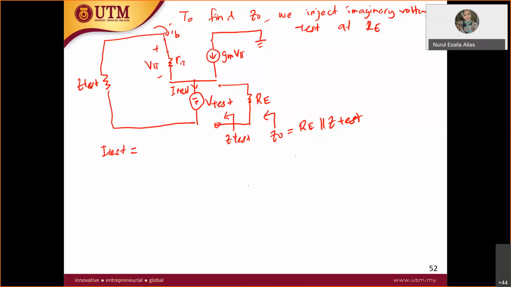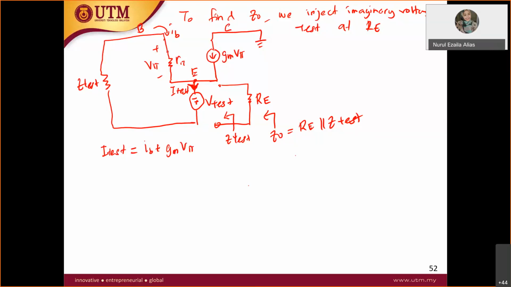If you do KCL at this node, student. So I test is going down here. So at this node, I test equal to what? You have IB and gm V pi going in. So I test equal to? IB plus gm V pi. Yes, IB plus gm V pi. So this is collector. Okay, so IB plus gm V pi.